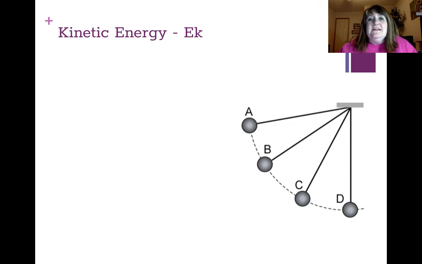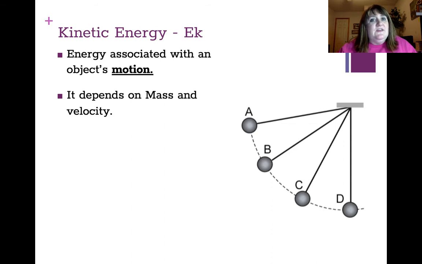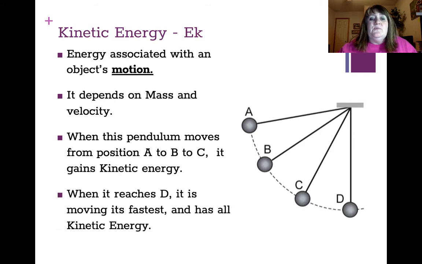Now, kinetic energy, EK, remember, is the energy associated with an object's motion. It depends on the mass and the velocity of the object. When this pendulum moves from A to B to C, it will gain kinetic energy. When it reaches D, it's going to be moving its fastest, and it has all kinetic energy.